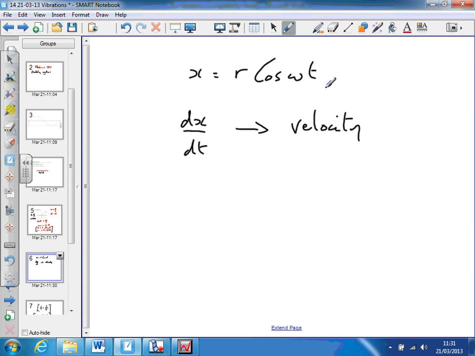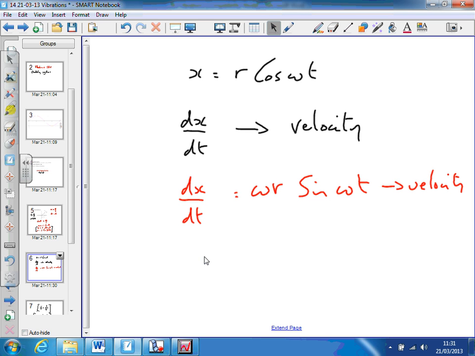You have to differentiate that. So dx by dt equals, who can remember how to differentiate that? Omega r sine omega. Right, exactly right. The omega comes out, times us by the number in front, cosine changes to sine. And that's giving me the velocity. So now I've got a new formula to find the velocity. Velocity equals omega r, or r omega, it doesn't matter which way around you write it, sine omega t. So that's another one that's worth remembering.